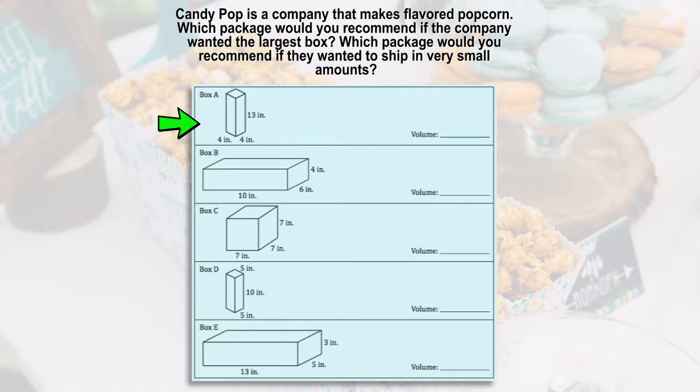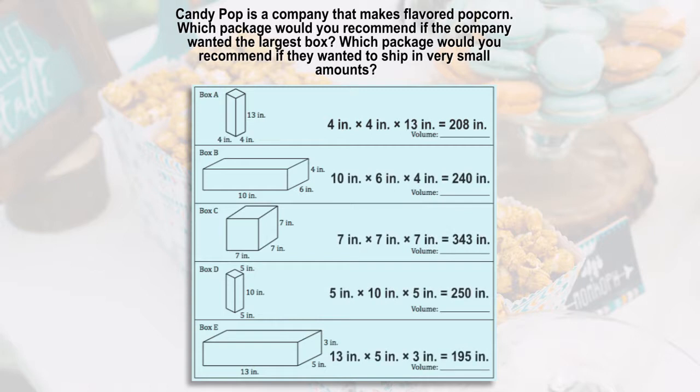The first package is 4 inches wide by 4 inches in length by 13 inches high. A situational equation could be written by multiplying 4 inches by 4 inches by 13 inches, which equals a volume of 208 cubic inches. Similar situational equations can be written for each package. Finding the volume of each package will help students decide which package would hold the largest box of popcorn and which package would be recommended if only a small amount of popcorn is shipped. Students are asked to justify their answers. A package with greater volume would hold more popcorn than a package with a smaller volume.